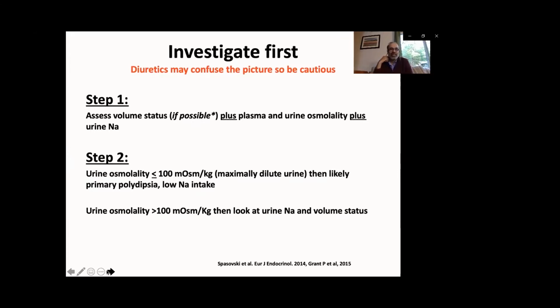If your urine osmolality is less than 100 milliosmol per kg, this means your kidney is producing maximally dilute urine. In that case, the likely possibility is primary polydipsia, which can happen in some patients with cancer, but it generally is very, very uncommon. If urine osmolality, on the other hand, is more than 100 milliosmol per kg, then the urine is not maximally dilute. Then you move on to look at your urine sodium and volume status.